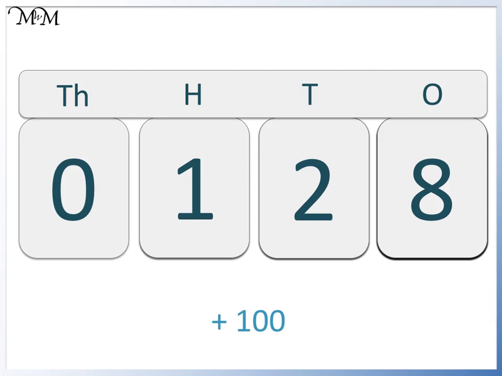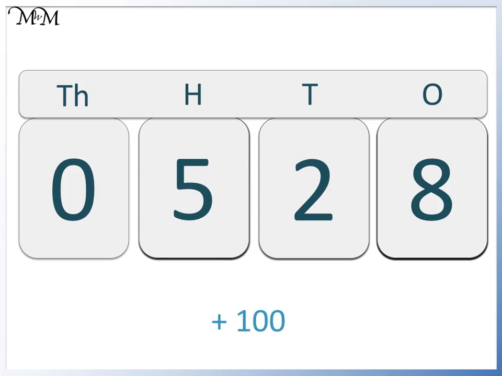If we add another 100, this means that we again add 1 to the hundreds column. So the 1 becomes 2, and we now have 228. If we add another 100, we have 328. If we add another 100, we have 428.